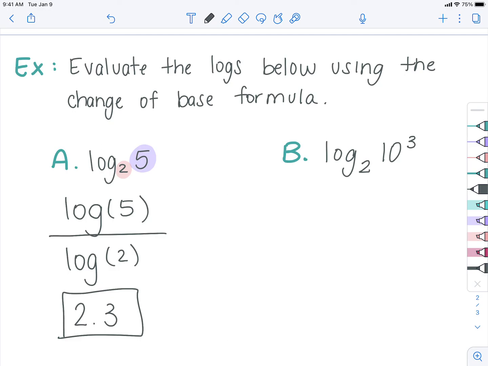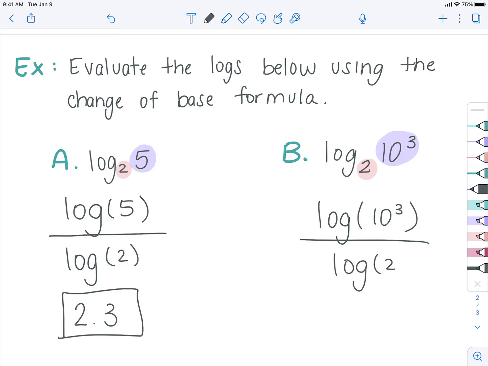Now, if I have log base 2 of 10 to the third, this 10 to the third is all going to stay together. The 2 is going on the bottom. So now I'm going to have log of 10 to the third divided by log of 2. What do we get? 9.965. Round to 10, give me at least three decimal places. 9.965.